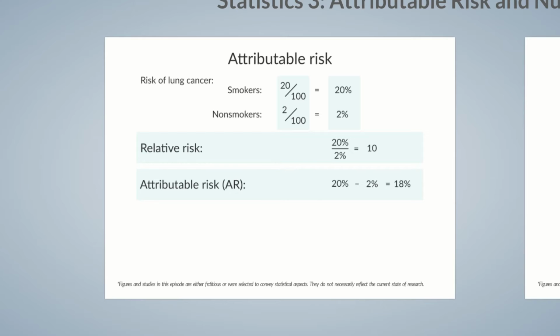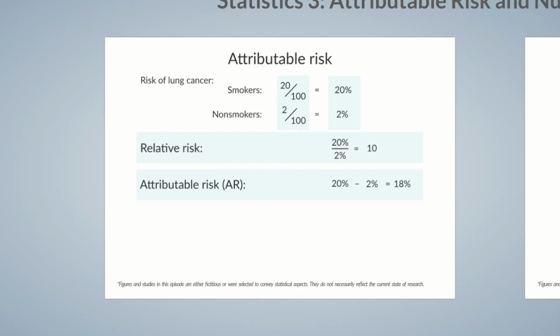How do we interpret the attributable risk in our example? Smokers develop lung cancer in 20% of cases, whereas non-smokers develop lung cancer in only 2% of cases. The difference between both groups is 18%. The attributable risk implies that 18% of the study population developed cancer as a result of smoking.